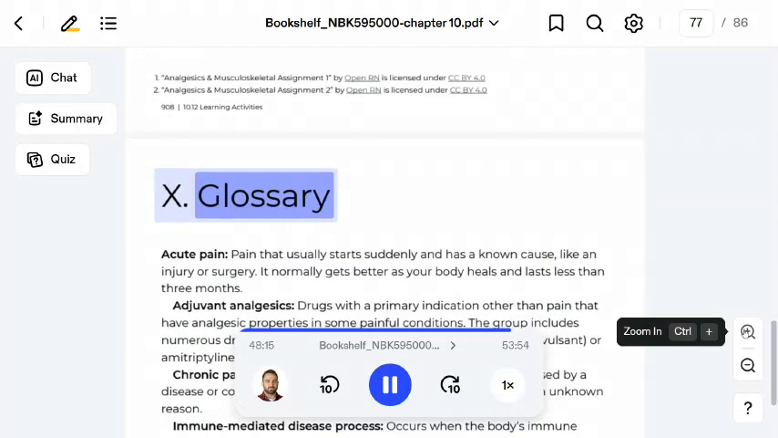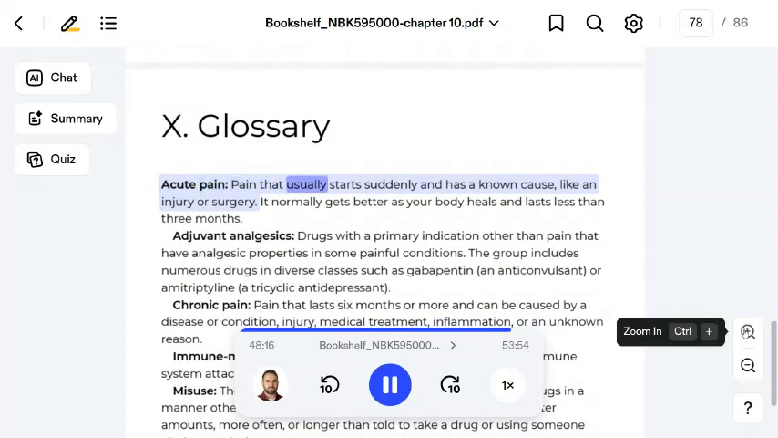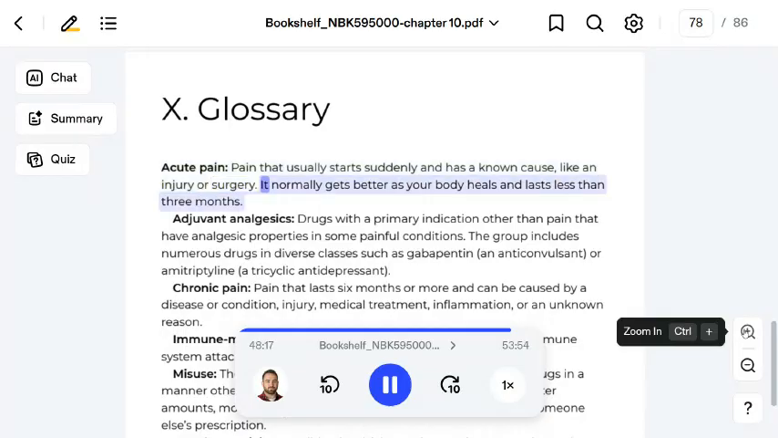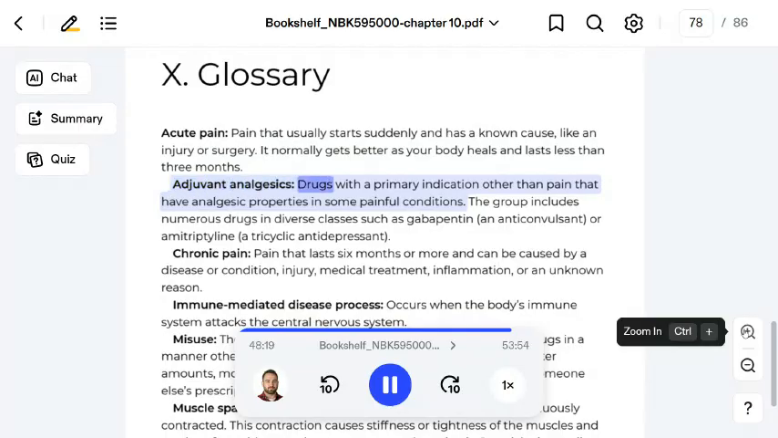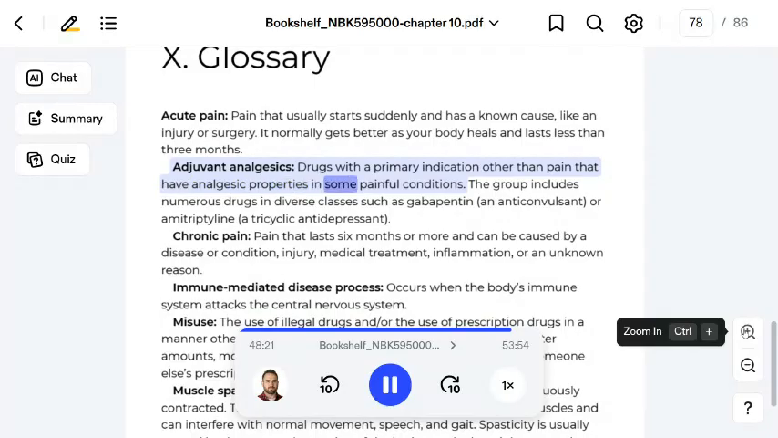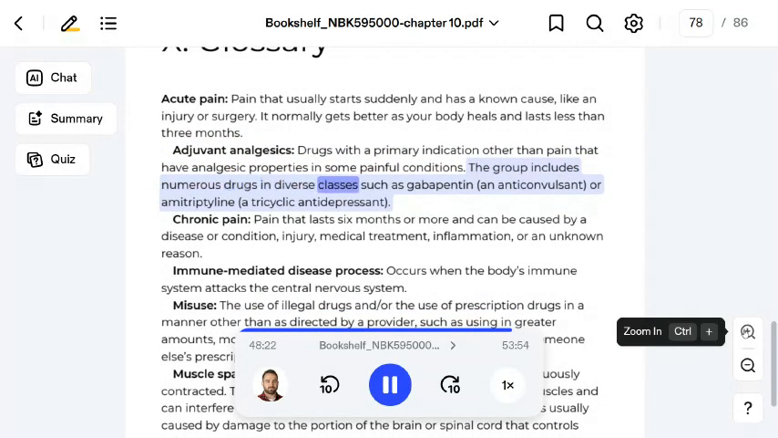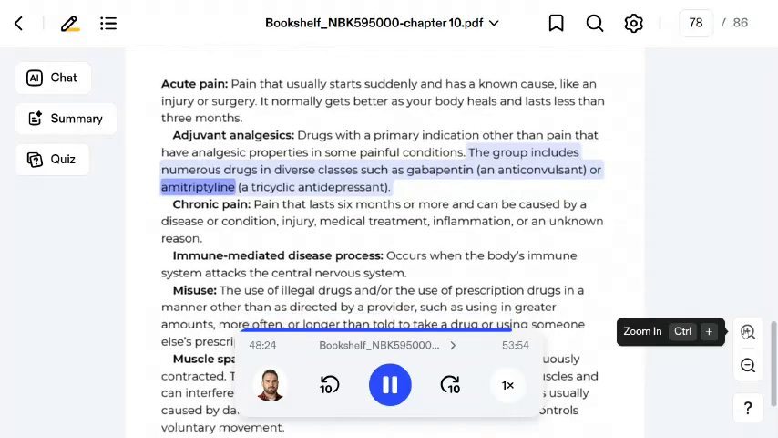10.1.3 Glossary. Acute pain: pain that usually starts suddenly and has a known cause, like an injury or surgery. It normally gets better as your body heals and lasts less than 3 months. Adjuvant analgesics: drugs with a primary indication other than pain that have analgesic properties in some painful conditions. The group includes numerous drugs in diverse classes such as gabapentin or amitriptyline.